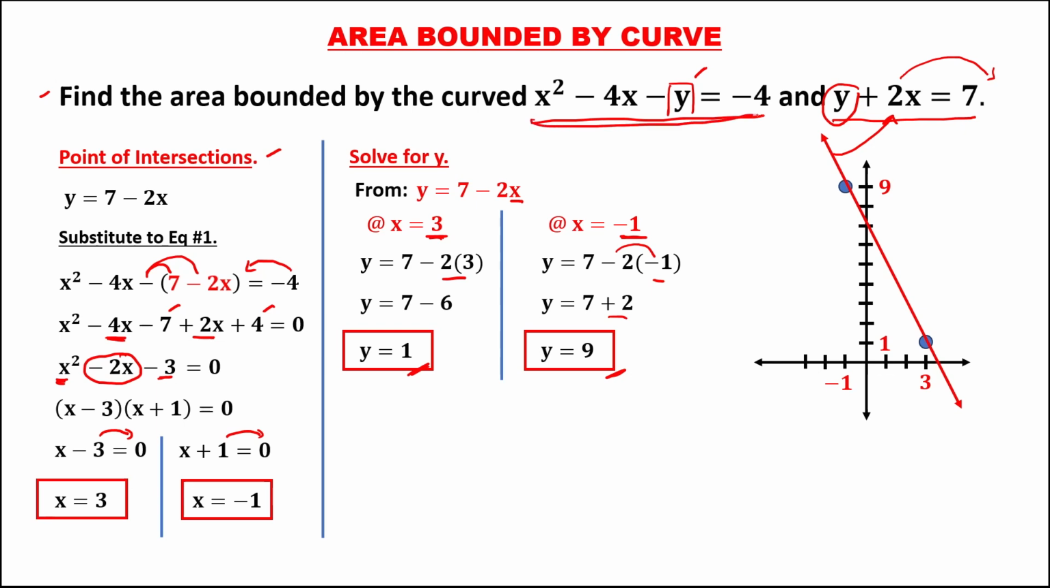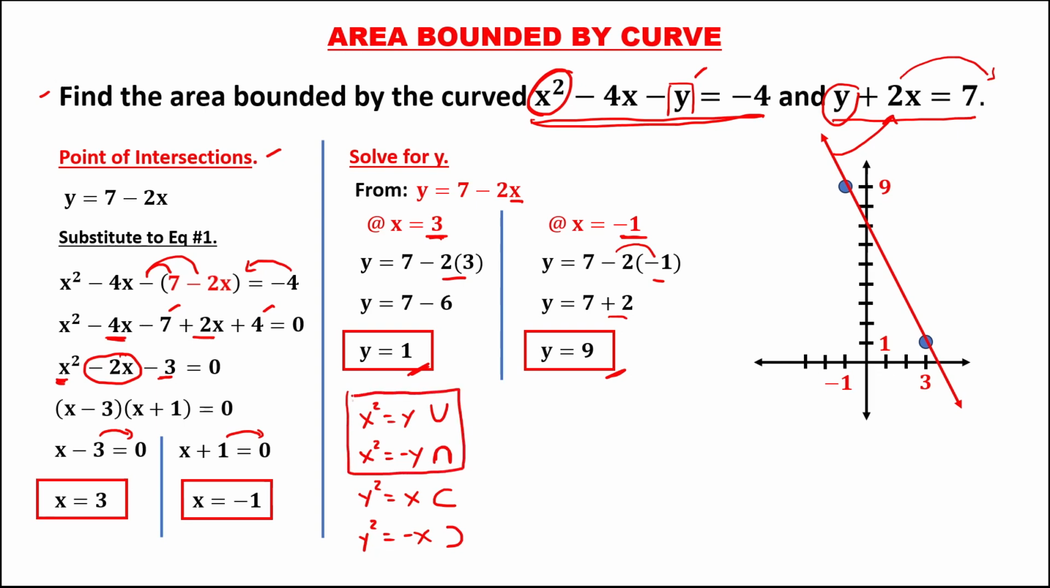Then for this curve, to find the opening of the curve, if the curve is x squared equals positive y, the curve opens upward. Then for x squared equals negative y, the curve opens downward. Then for y squared equals positive x, it opens to the right. And for y squared equals negative x, it opens to the left. So since the curve is x squared, it either opens upward or downward.